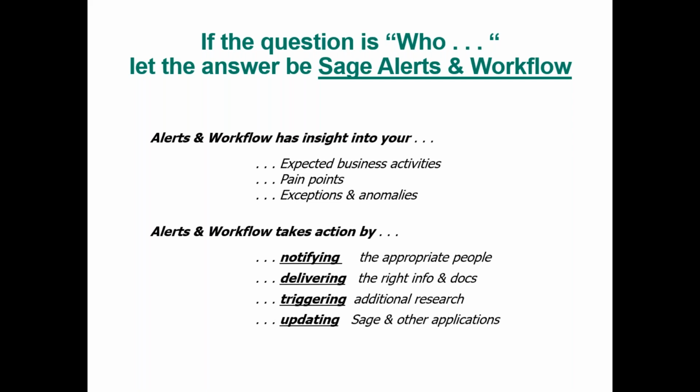And when Alerts and Workflow detects that those business activities have occurred, it automatically responds to them by notifying the appropriate people, generating and delivering the appropriate paperwork, whether it's documents, forms, or reports. Alerts and Workflow triggers additional analytics into those business conditions. And finally, Alerts and Workflow finishes up by automatically updating your Sage ERP and related applications with the details of what has happened and what has to happen in response to these business conditions.